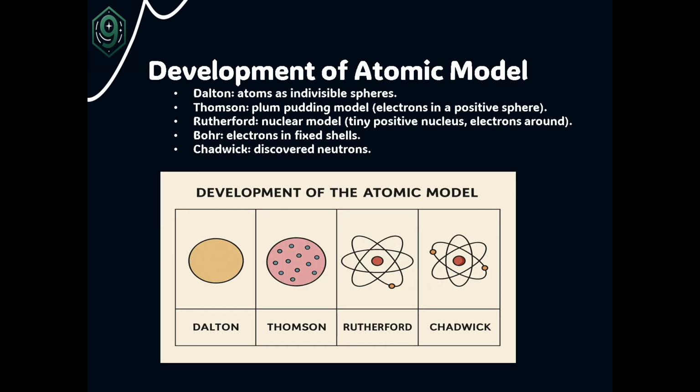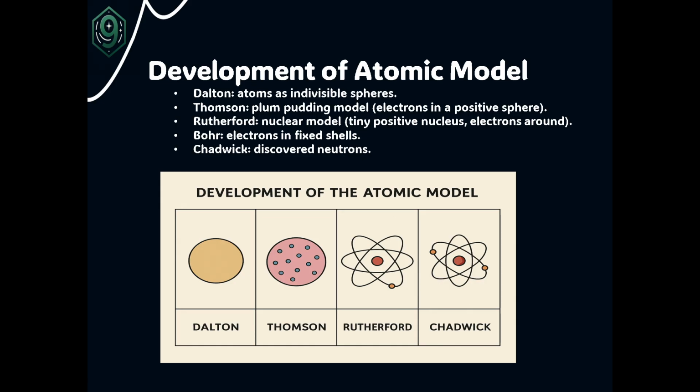Now, this is something that a lot of people struggle with, the development of the atomic model. The atomic model didn't just pop into existence one day. Scientists built it step by step, and you need to know who these scientists were and what they created. So we'll go in chronological order, starting with John Dalton. Dalton said atoms were solid little spheres and they can't be divided.